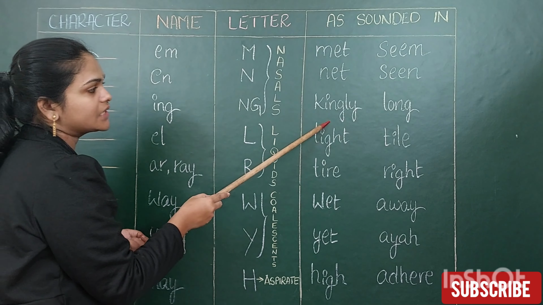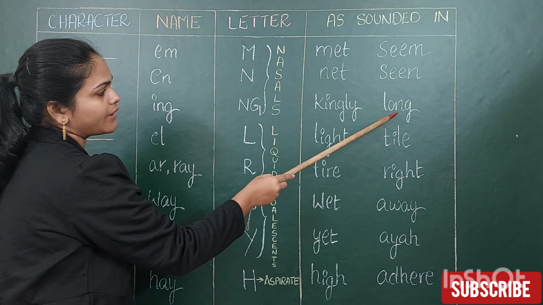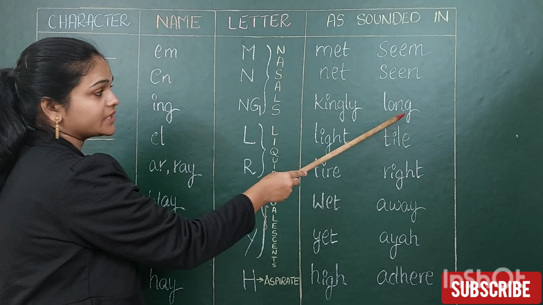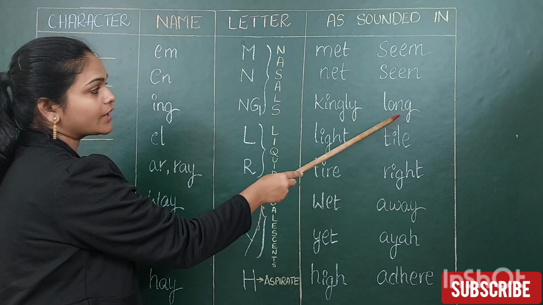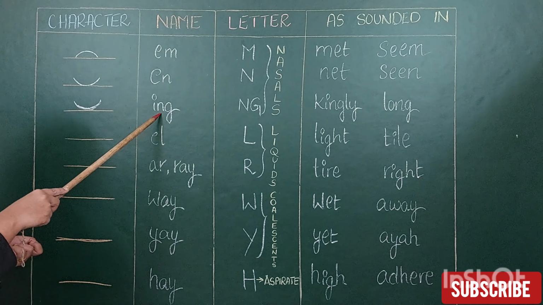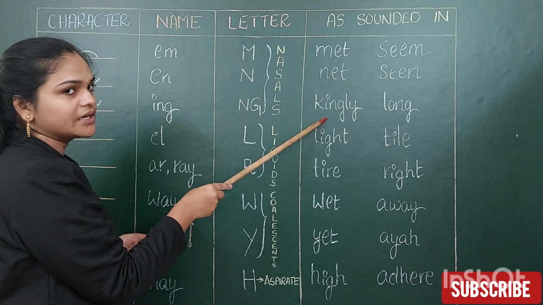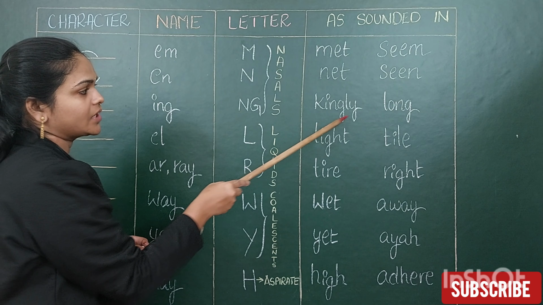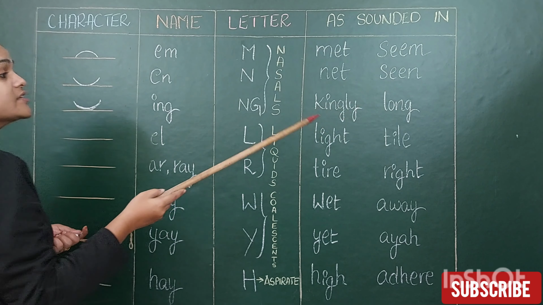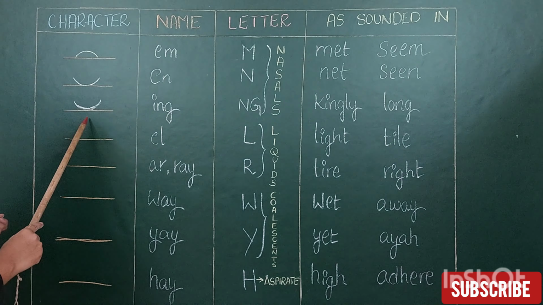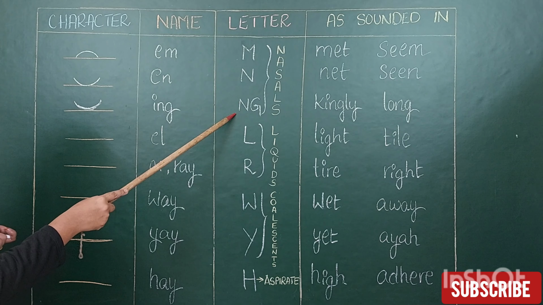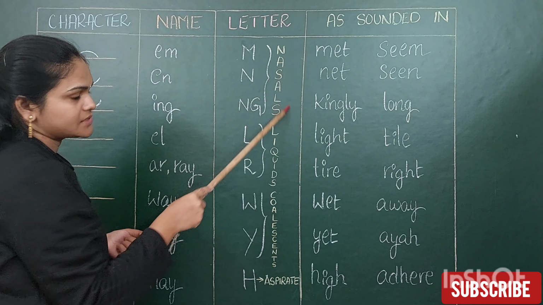Words like "kingly", "long". When you write the NG form here, there is no separate "ing" letter, but it is only NG, pronounced as ing. When you spell "kingly", the ing form is coming in. "Long", "long". When it is sounding like so, you have to represent this horizontal stroke. So these three horizontal strokes are known as nasals.